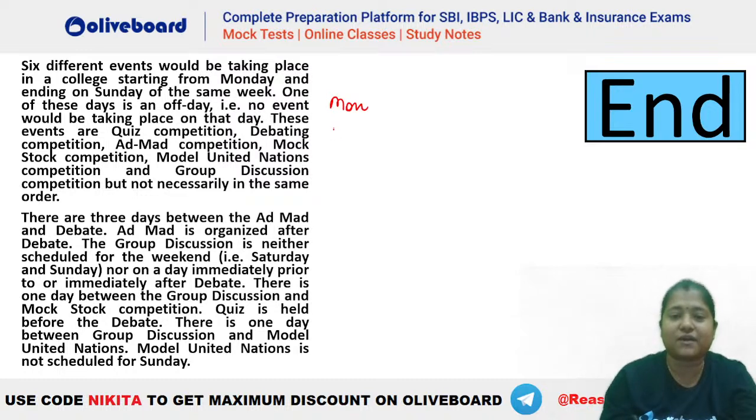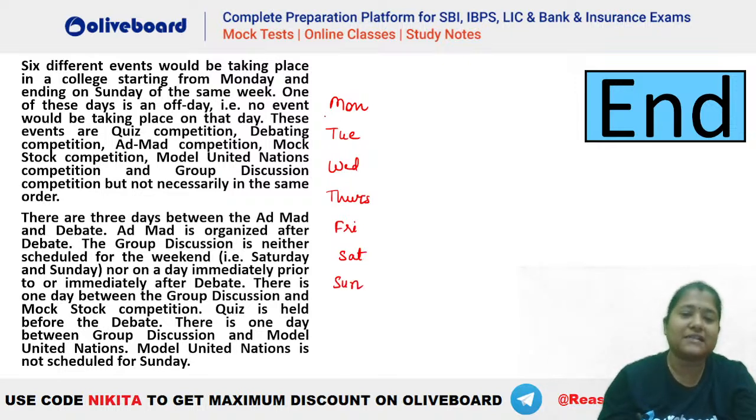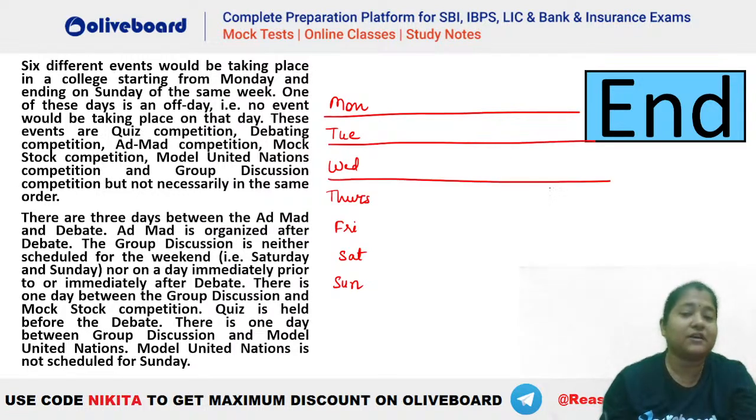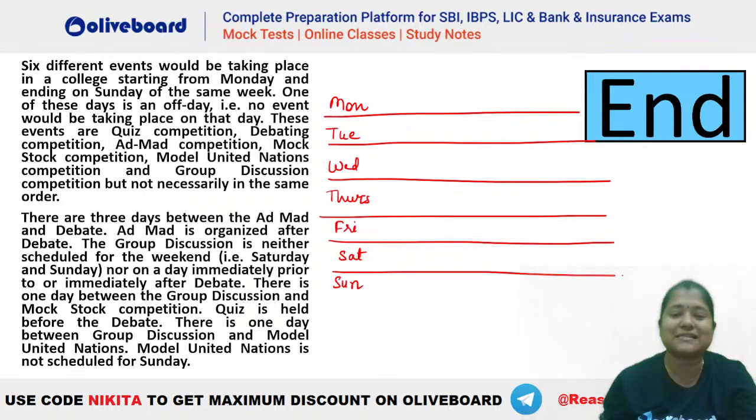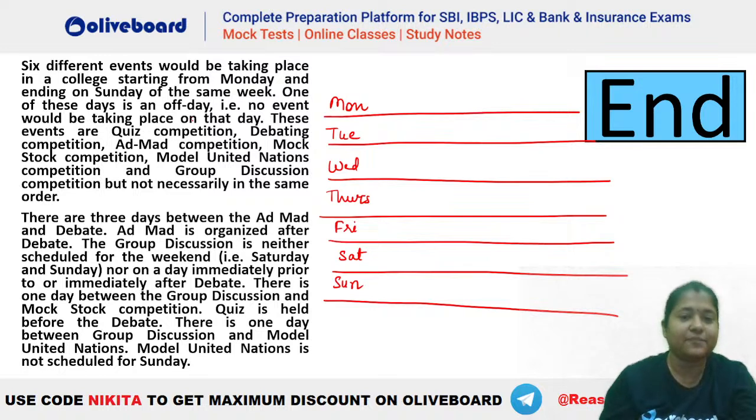So let's say we have Monday, Tuesday, Wednesday, Thursday, Friday, Saturday, and Sunday. And we know that there are only 6 events here. That means one of them will be a vacant day where nothing is there. One of the days will be vacant because we are utilizing 7 days in total and we have only 6 events to be placed. So one of these is an off day, that is, no event would be taking place on that day.